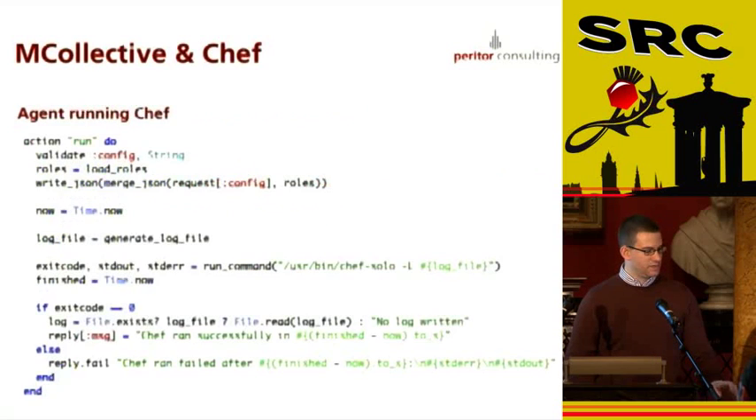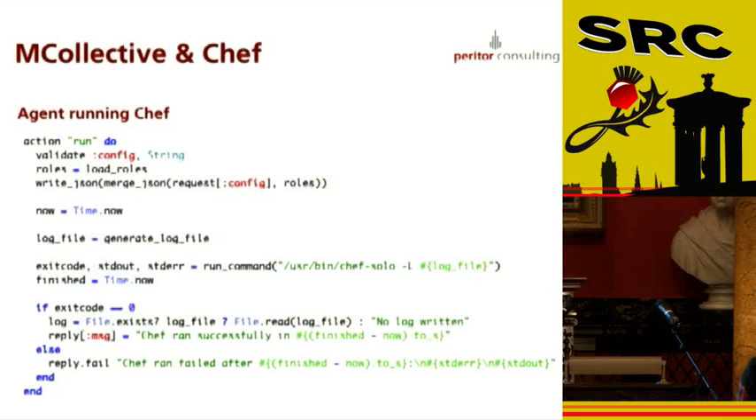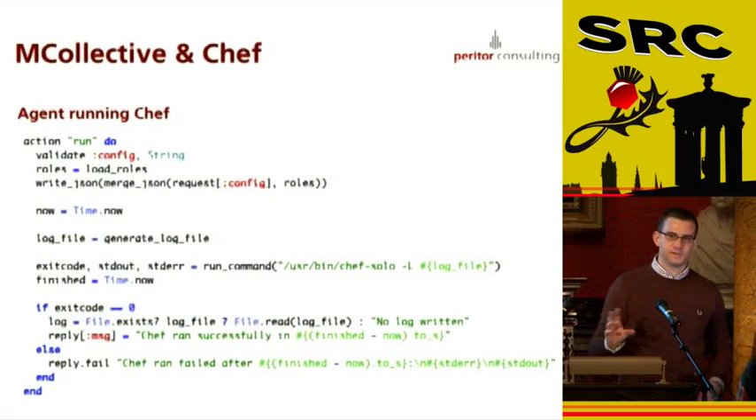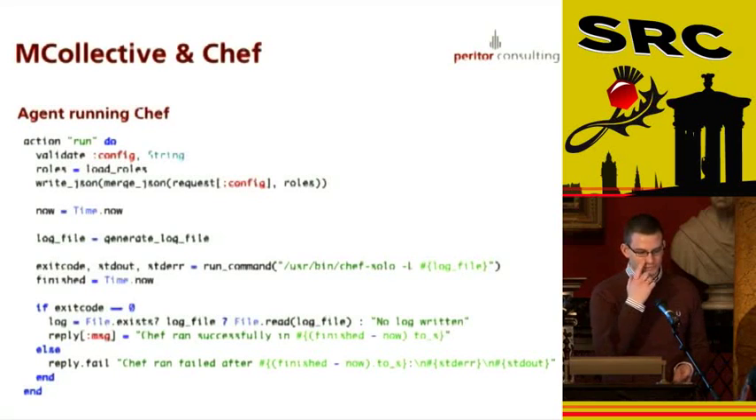The other part is the agent running Chef, or calling out to Chef, where the most important part is just the call for Chef solo. The other part is extracting the JSON configuration file that you're giving it and making sure that you can log it and so on. But the basic idea is I use Mcollective to call out to Chef, and I always give it a JSON config file, for example. And this way, I can scale it across hundreds of nodes.